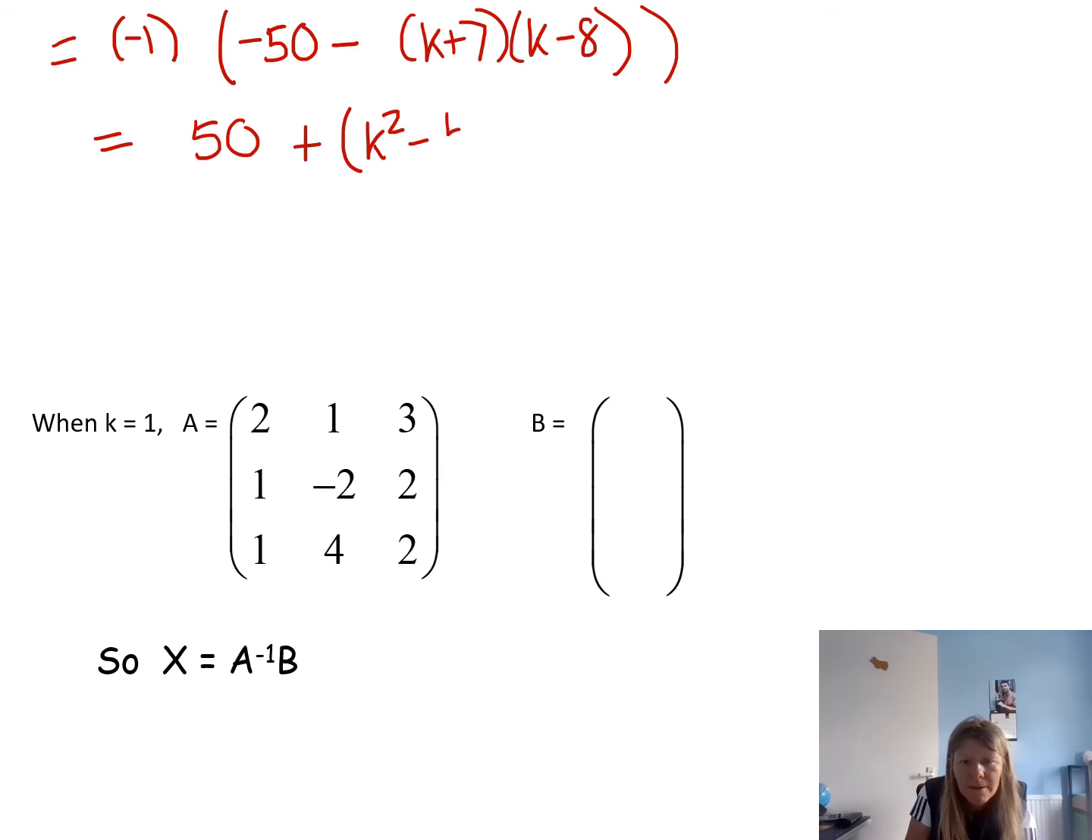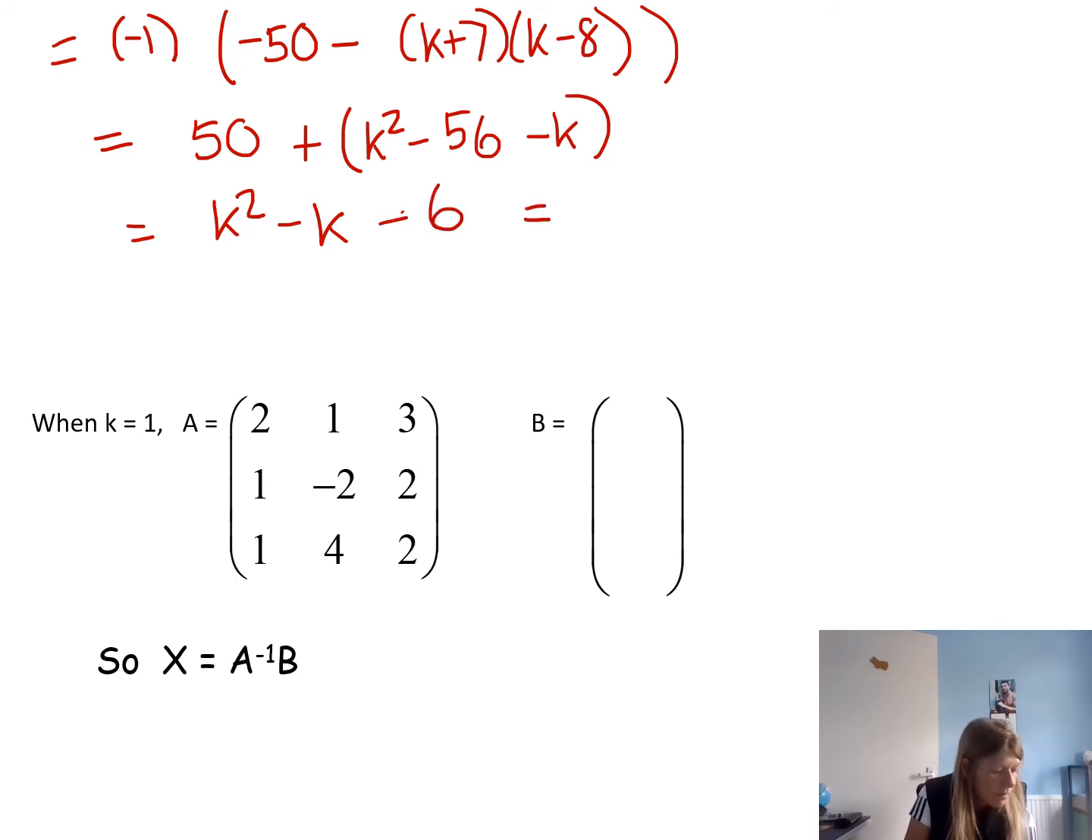I was doing that in a funny order, wasn't I? 7k and minus 8 just gives you minus k, doesn't it? And if we sort that out, we're going to get k squared minus k minus 6. And that actually factorizes, doesn't it? To k minus 3 and k plus 2.